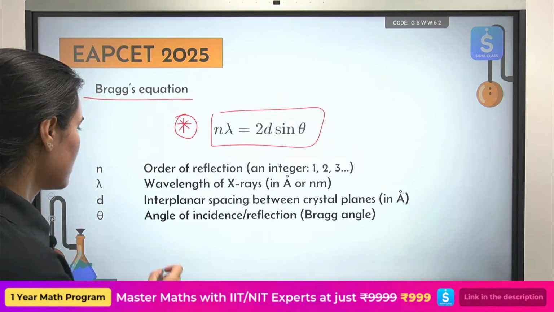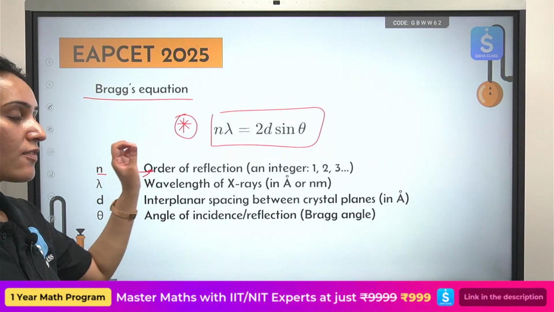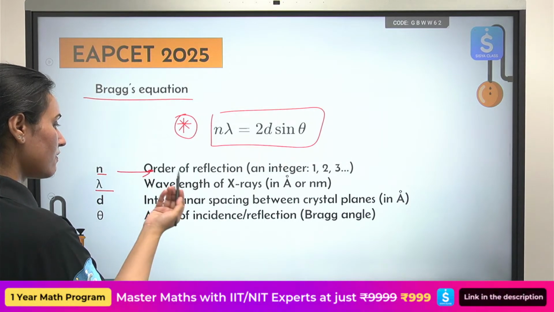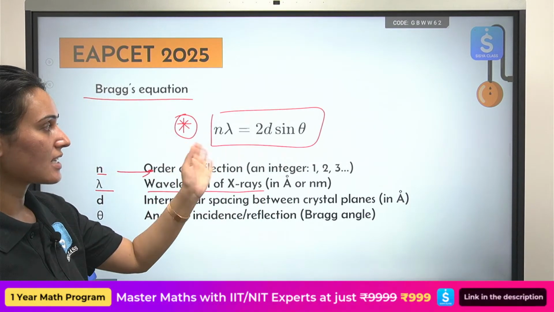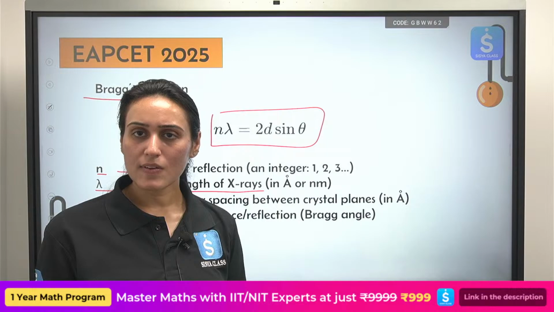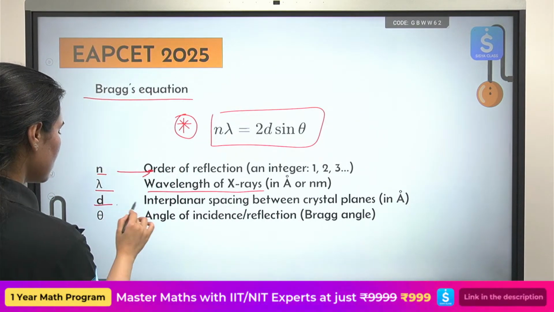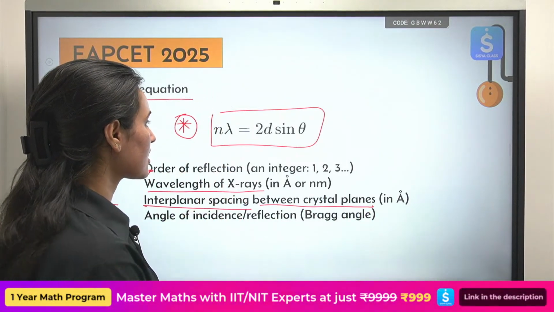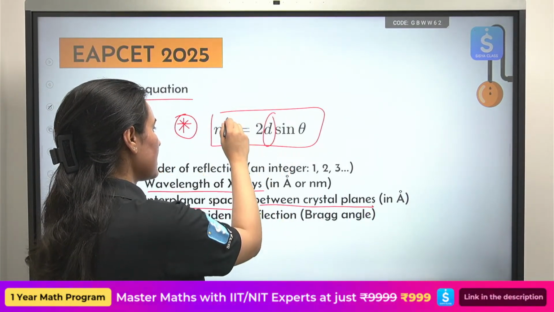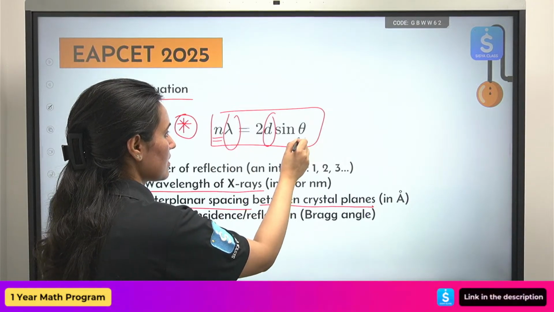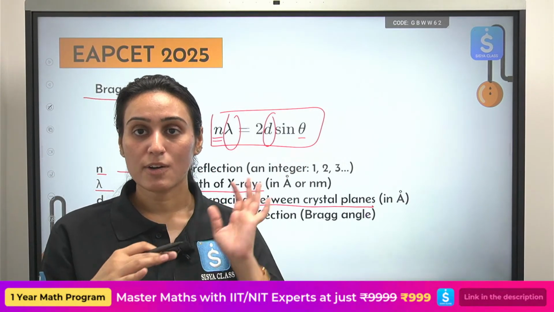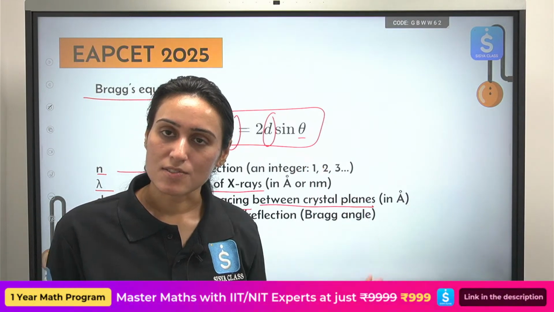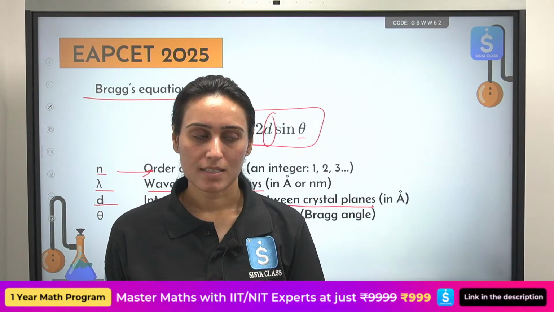So n is the order of the reflection, will be given in the question, don't worry. What is lambda? Wavelength of the X-rays. Maybe they will ask you to calculate it, or it will be given in the question. Then d is the interplanar spacing between the crystal planes. So they may ask you to identify d, maybe lambda, and n, theta will be given to you. Out of these variables, one will be mentioned, other one will be asked. That is all you have to do. This is your Bragg's equation. Let's move to the next part.